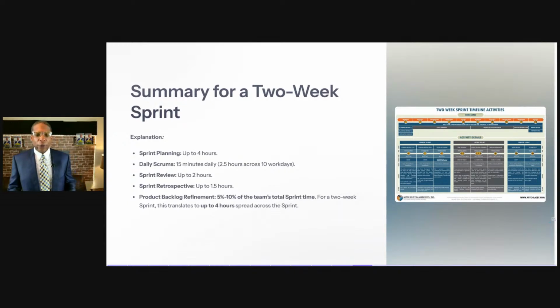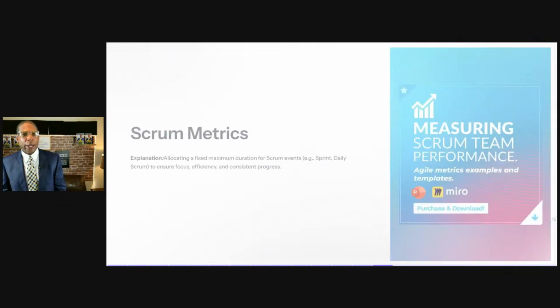So what I did, family, is we went through some of these events. I want to basically unpack it here for you, again, from a very high level. Sprint planning, up to 4 hours. Daily scrum, 15 minutes daily. Sprint reviews, up to 2 hours. Sprint retrospective, I said 1.5, but it could vary. And then product backlog refinement, like we said, 4 hours or 5 to 10%.